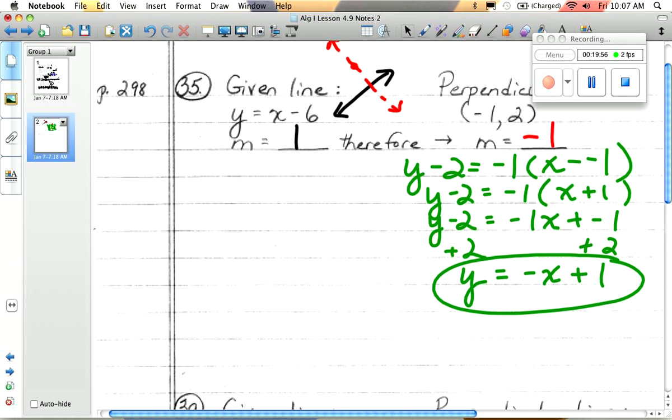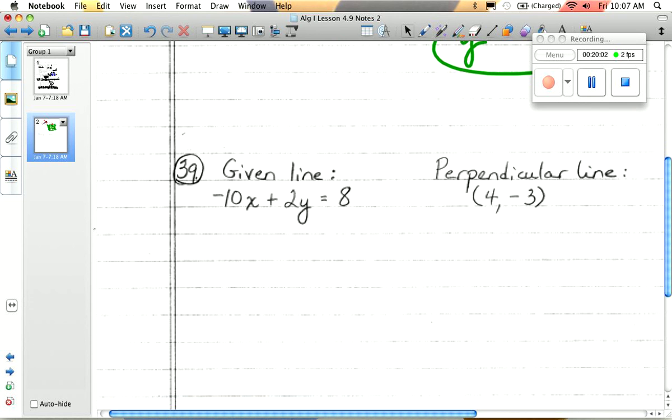Okay, so any questions on number 35? Okay, then I think we got one more to try here. Given line, negative 10x plus 2y equals 8. What's the slope of that line? No. What form is it in? Can we get the slope from standard form? No, we can't. It's the only form we can't until we do what to it? Put it in slope-intercept form.